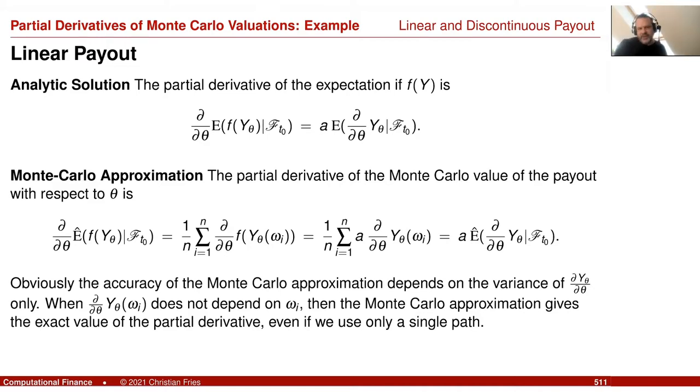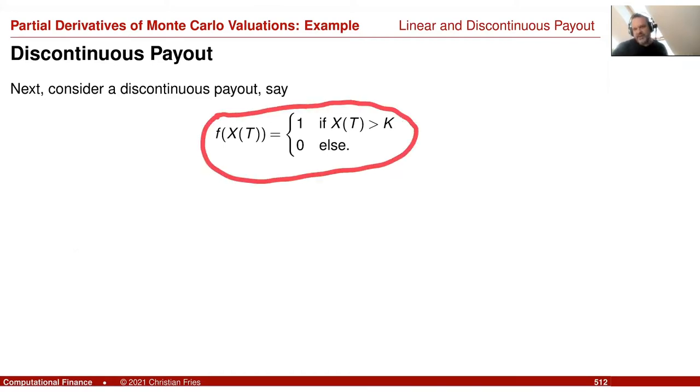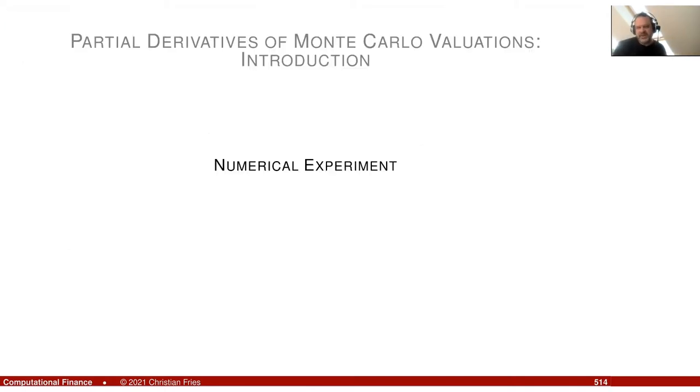The other example was the discontinuous payout. So the discontinuous payout is an indicator function that depends on this random variable x. And in that case, we saw that there is something happening. So for example, if you stay away from the jump, so if this random variable on a Monte Carlo path stays away from the jump, then on every such point, the derivative is zero. So your Monte Carlo integral is actually just the sum of zeros. And of course, you maybe know that at the jump, you have a Dirac distribution. So all the mass will be there. Okay, so we had a numerical experiment related to this.